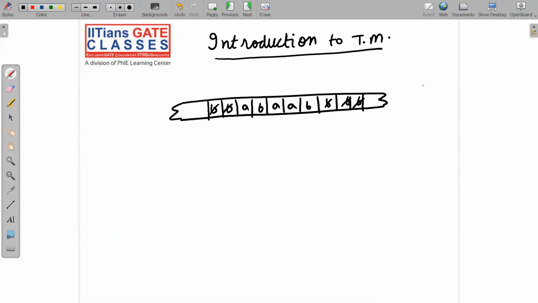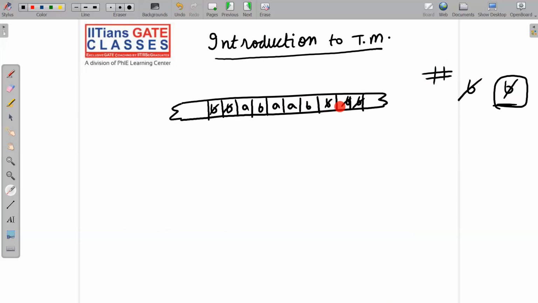Different books have different notations. Some books represent blank by hash, some represent it like this. I just want to say this thing. I am going to use blank like this, which is used by your famous book, the Ullman book. So I am using that symbol for blank. I think Peter Linz's book uses this hash, and so on. In your university exam, or in GATE or NET or any competitive exam, it is properly given which symbol represents blank. So don't worry about it.